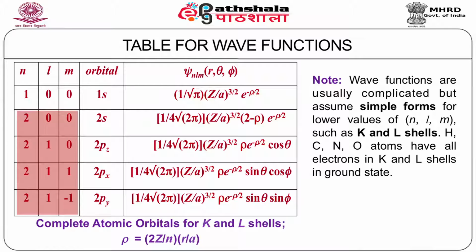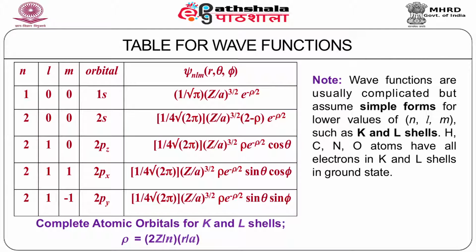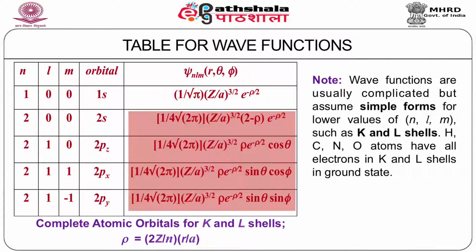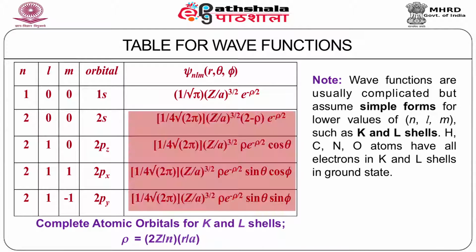So the energy level is 4-fold degenerate. There are 4 states, or 4 atomic orbitals, belonging to the same energy level E2, and those atomic orbitals are listed in this table. The first of these, as I said, is spherically symmetric, and the remaining 3 have angular dependence. So let us see how these will look pictorially.